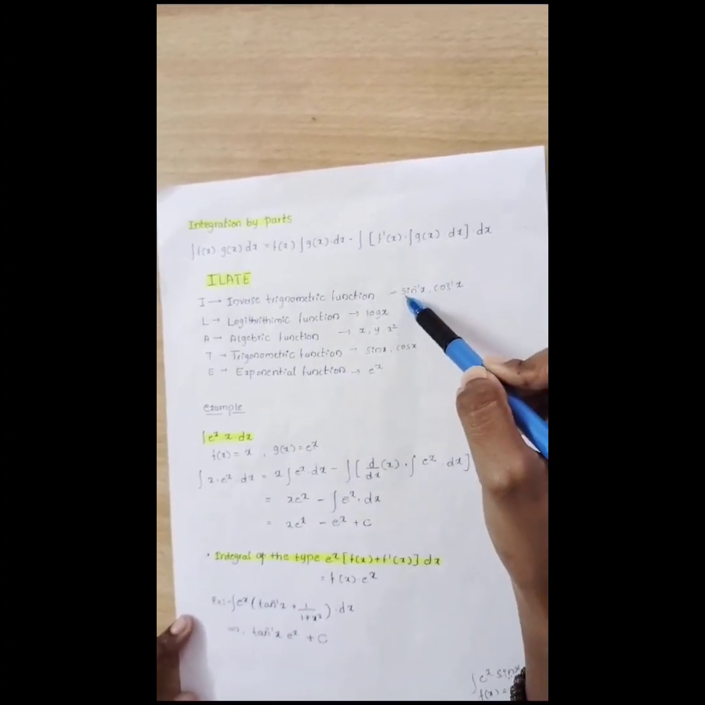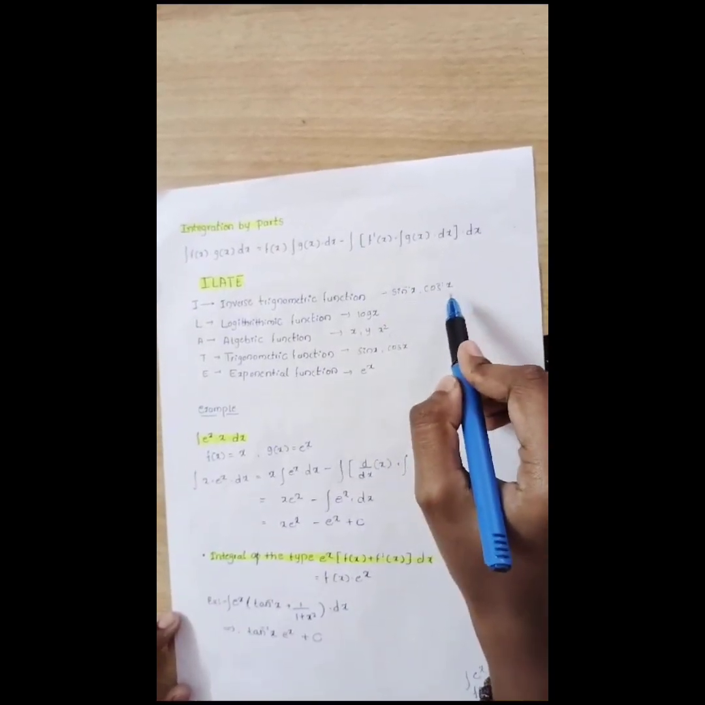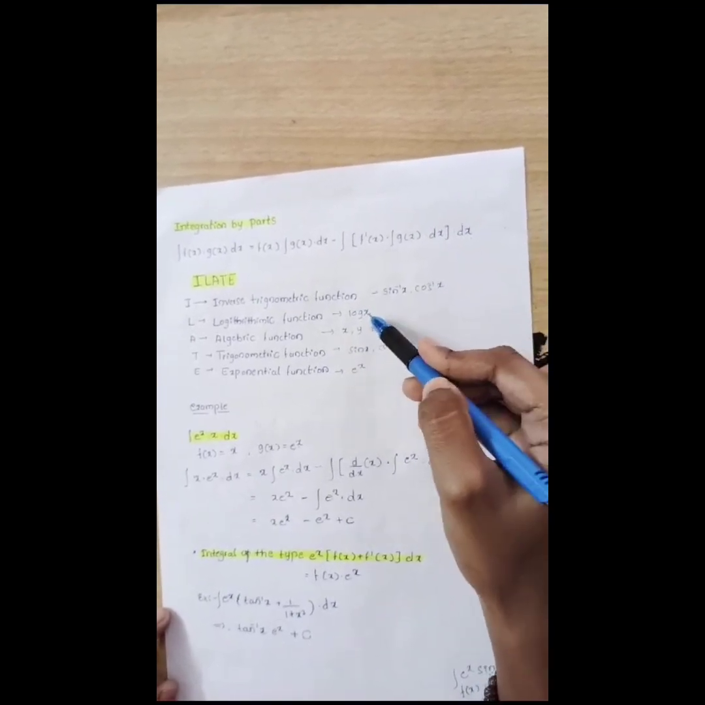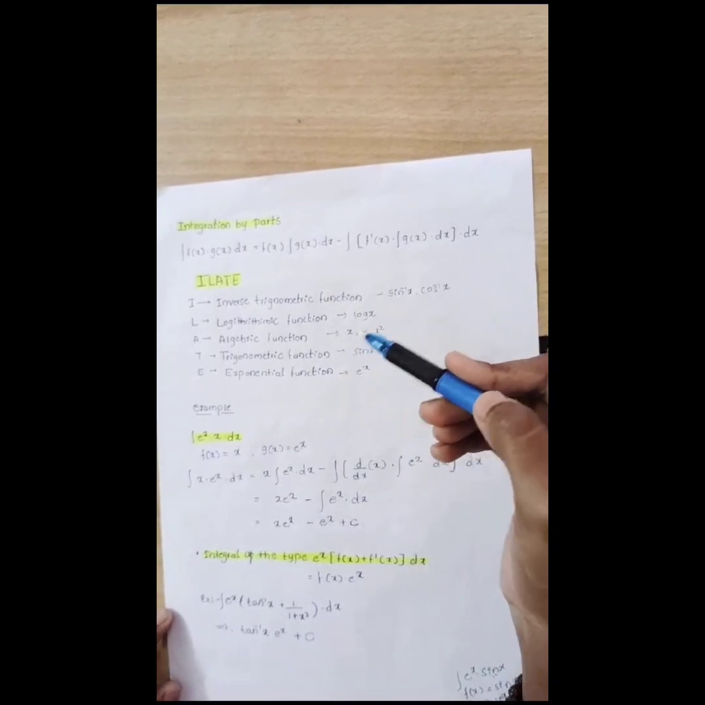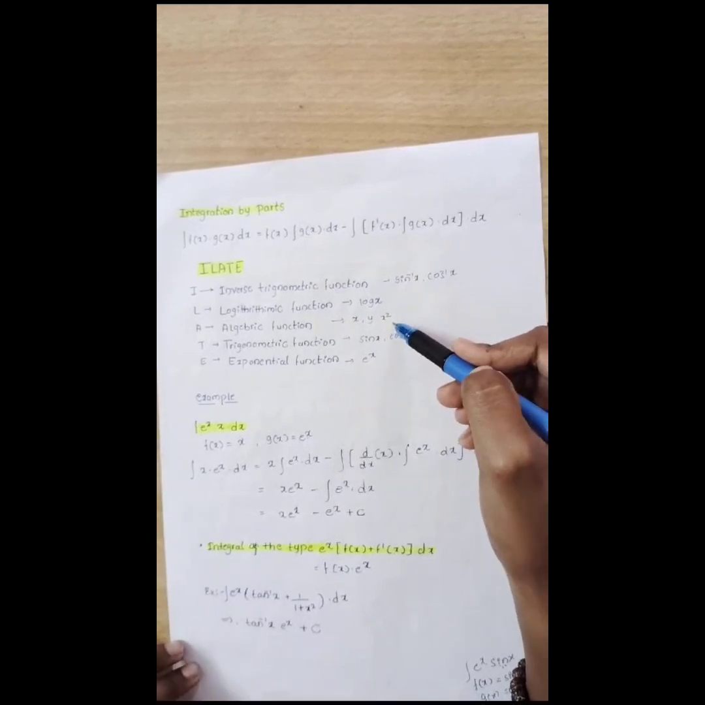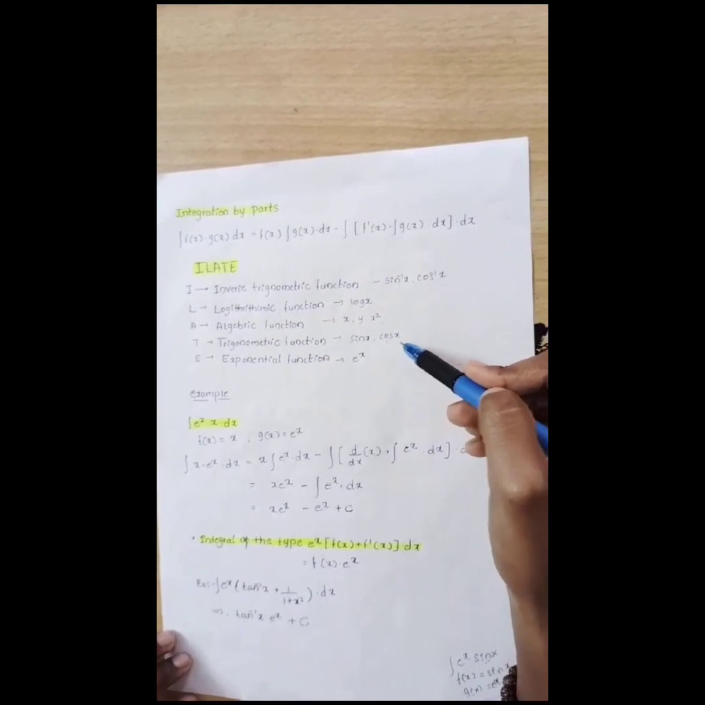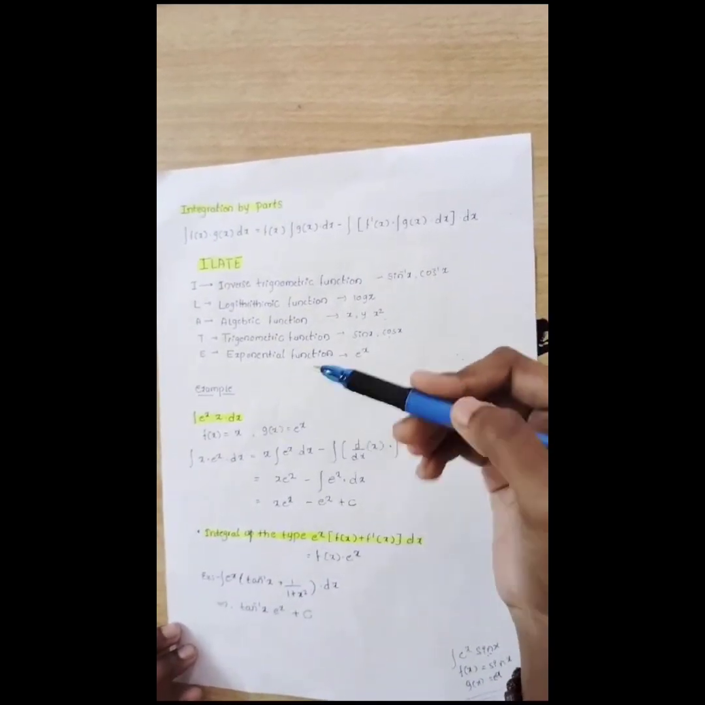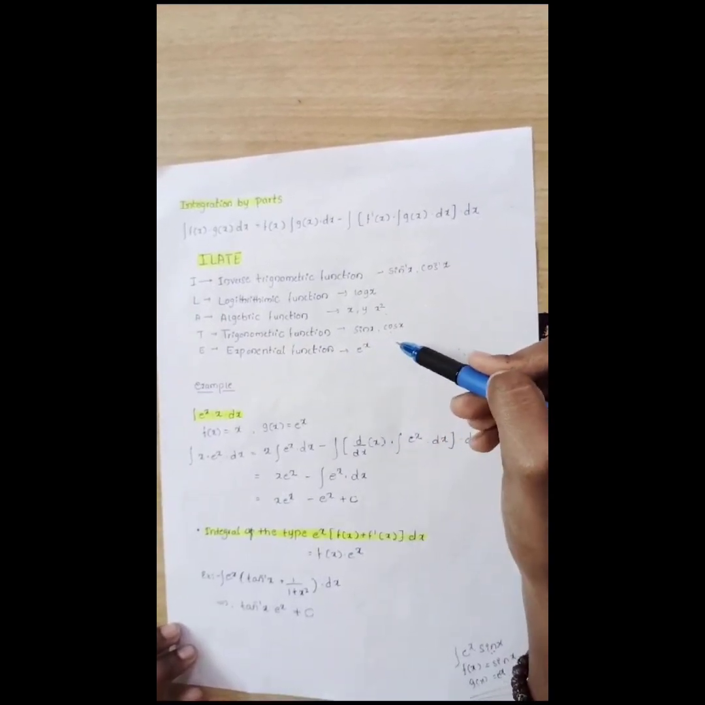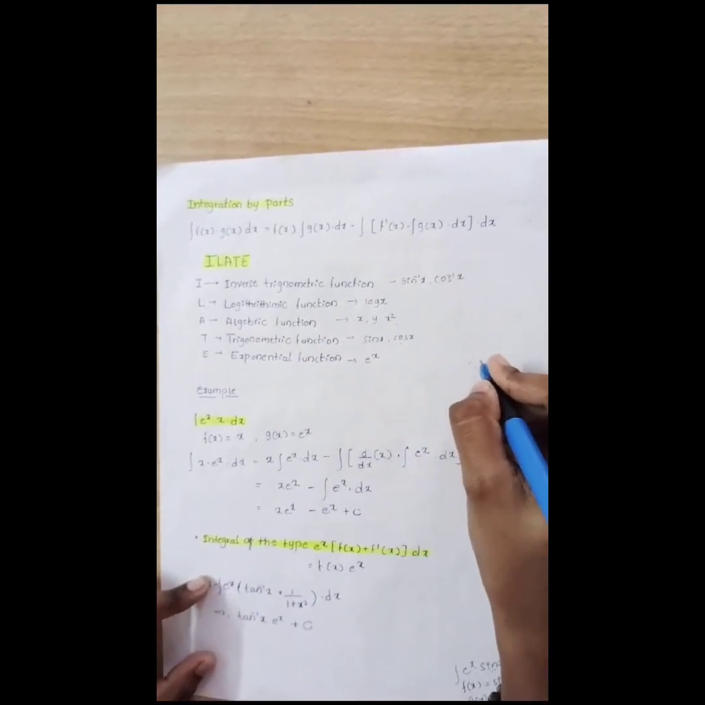First priority we give to inverse trigonometric functions like sin inverse x, cos inverse x, and next to logarithmic functions, the functions which contain log. Next are algebraic functions, the functions only containing x, y, x square, x cube and so on. The next priority is given to trigonometric functions like sin x, cos x, tan x, and the least priority is given to the exponential function like e to the power of x. So I will explain by taking one example.